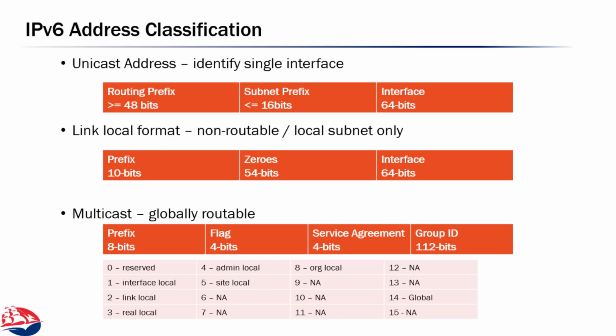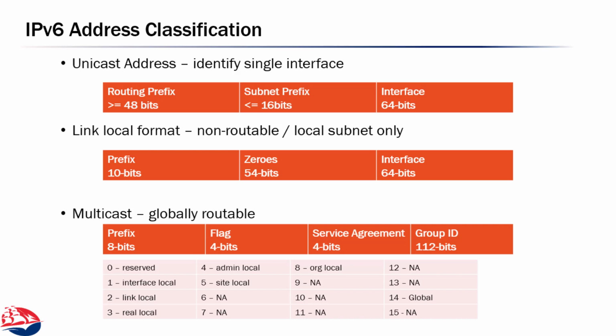IP6 does have some address classifications like we saw with IP4, but they're a little bit easier to use. For example, IP6 allows a unicast address, and so this is a single machine talking to another single machine. The prefix here is greater than or equal to 48 bits. We have a subnet that has to be less than 16 bits, and that has to leave 64 bits for the local interface. So we've already seen that with subnet, with Comcast.